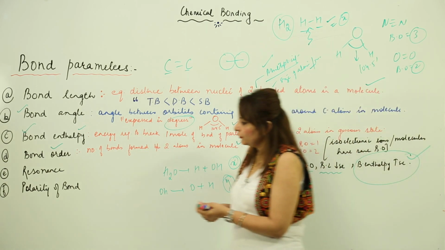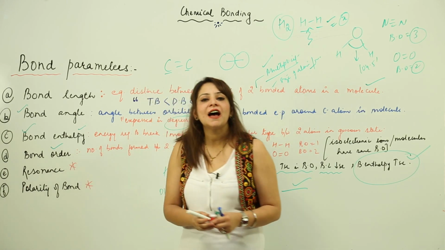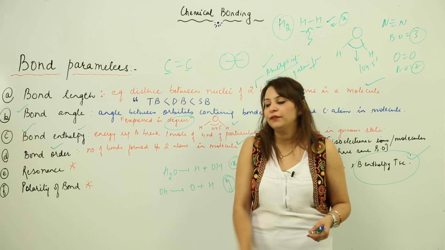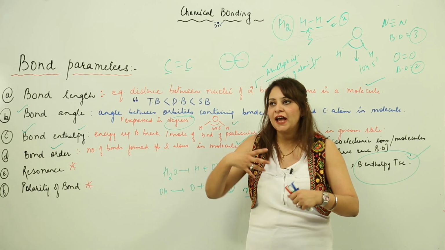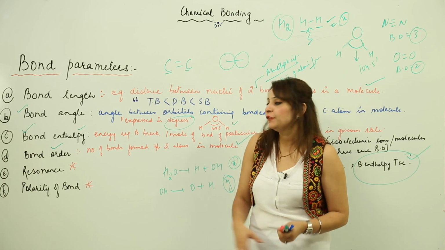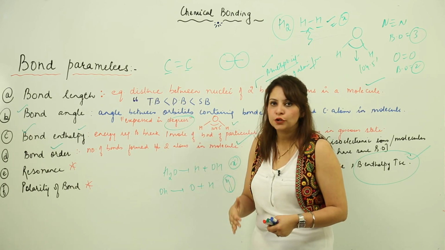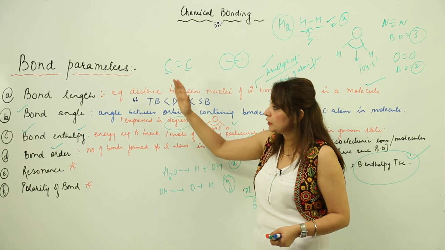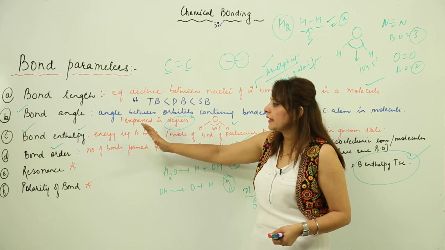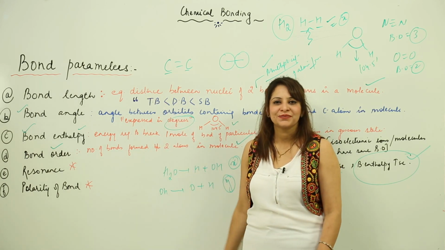The next parameters we have are resonance and polarity of bond, because they are very important and have to be discussed in detail. So we'll take them up in the next topic, as an individual topic, right? You should be familiar by now with bond length, bond angle, enthalpy and bond order, right? So we are taking up resonance in detail now.